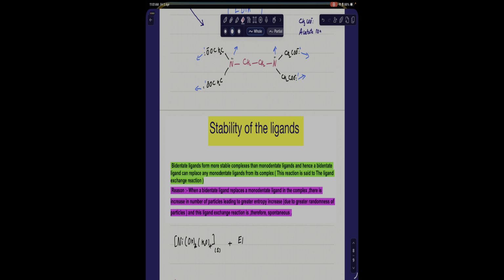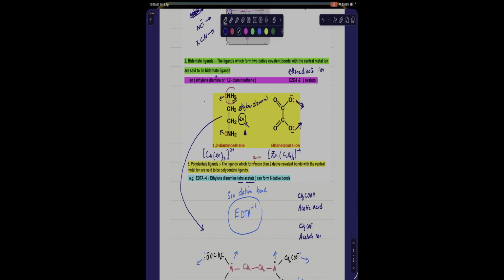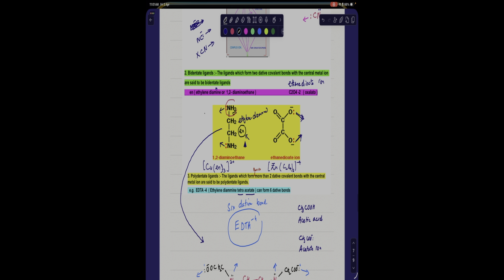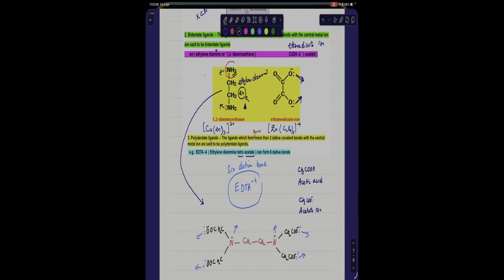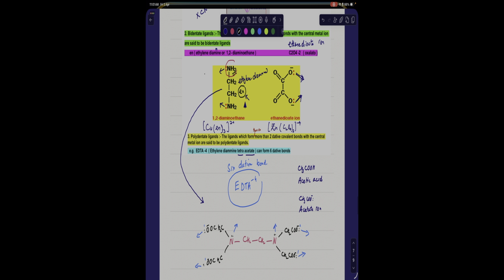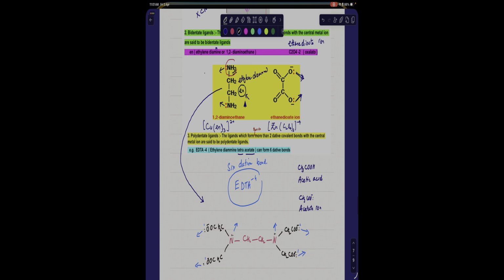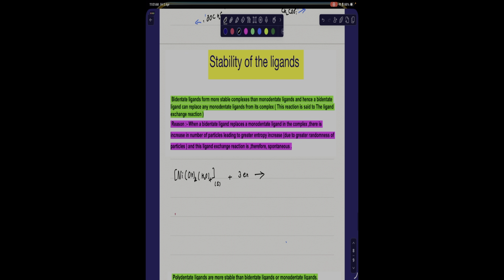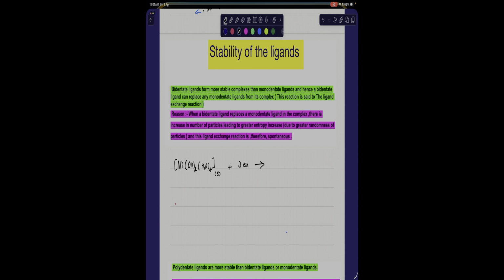First, let me take bidentate ligand, because EDTA is polydentate. So I will be taking 3 en. In equation, usually we use the abbreviation only. Okay, en means ethylene diamine, this one. So this ligand can form 2 dative bonds. Because we want to make a total of 6 dative bonds, and one en molecule can make 2 dative bonds, it means we have to take 3 en, because 1 is going to form 2 bonds, so 3 will be making 6. So what will happen? This en ligand will replace the ligand inside the complex.